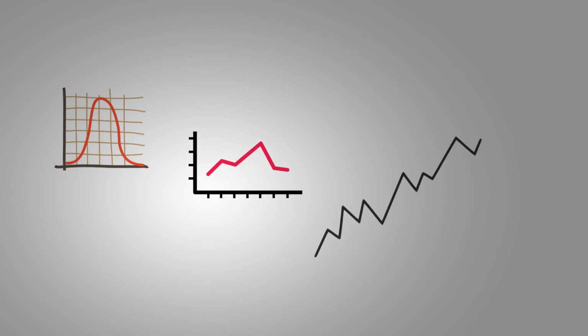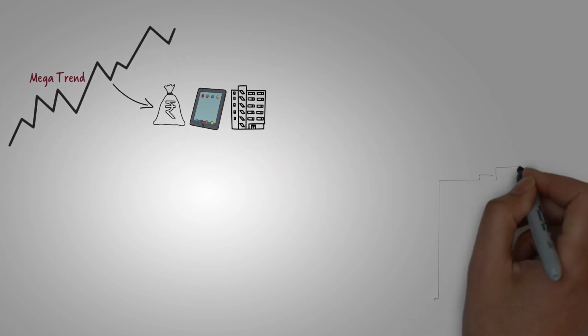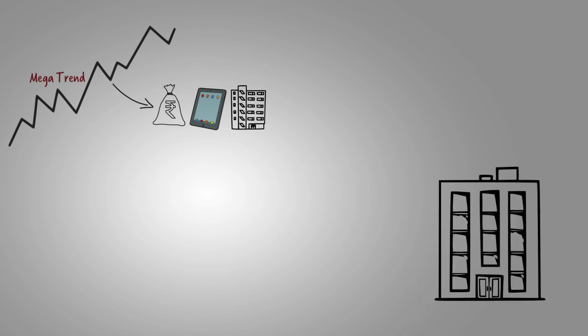In the stock market, there are cyclical trends, there are short-term trends, and then there are long-term mega trends. A mega trend is a long-term change that affects economies, businesses, and companies. Since this fund's focus is on mega trends, let's look at an example of IT companies.